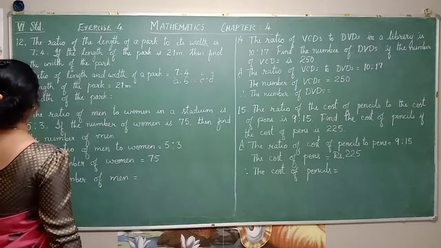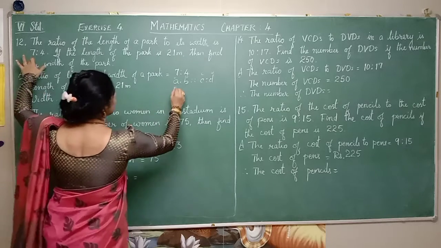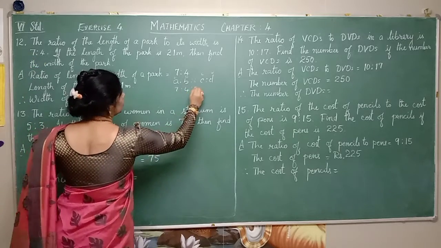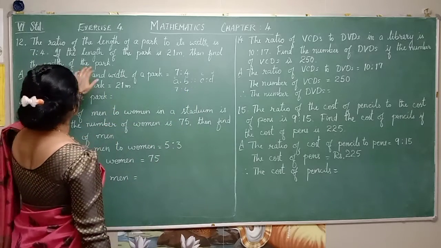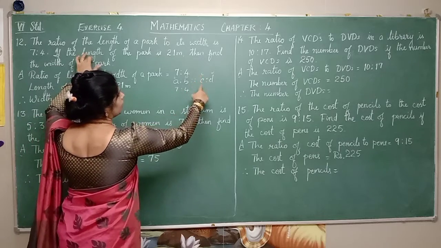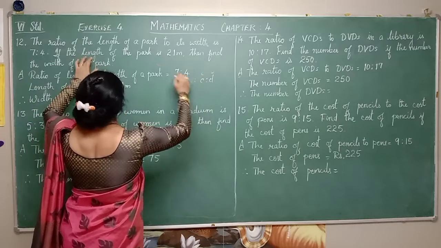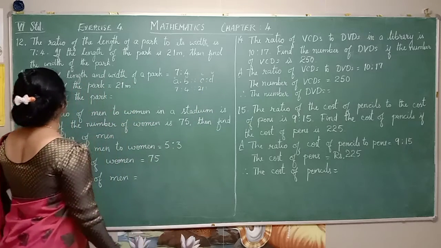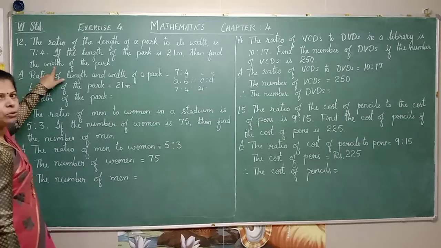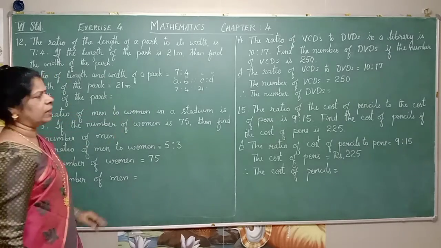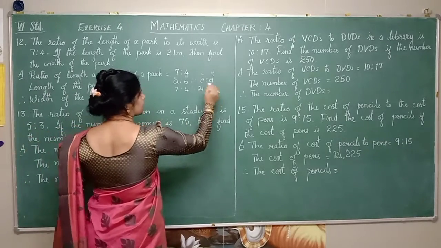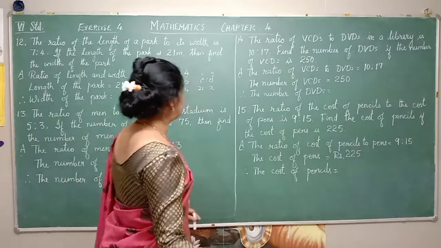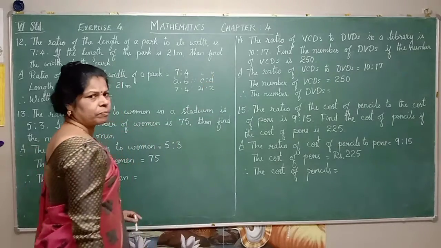So what is the length and width? They are given here, 7:4, isn't it? Is as to what they have given here? They have given the length. So under C, length is C. Length of the park is how much? 21. D you do not know. D is what? Width. Width you do not know. So what is to be done here? Which you do not know, you have to put it as X. You understood now? So you can write it as 7:4. Have you understood this? Yes.